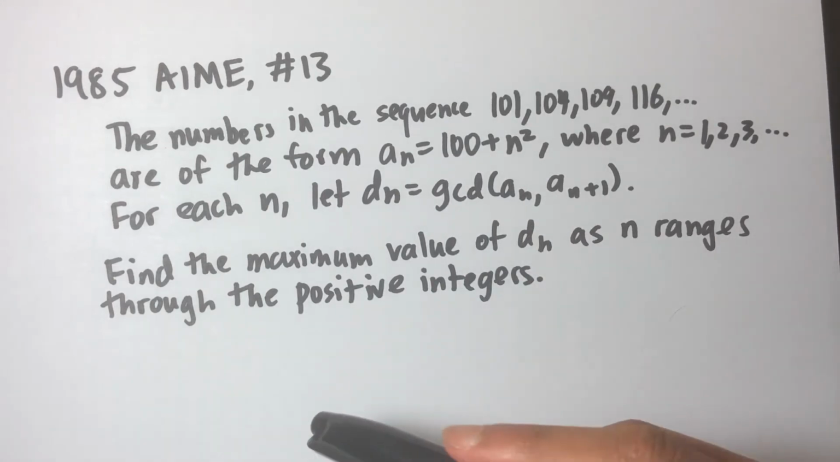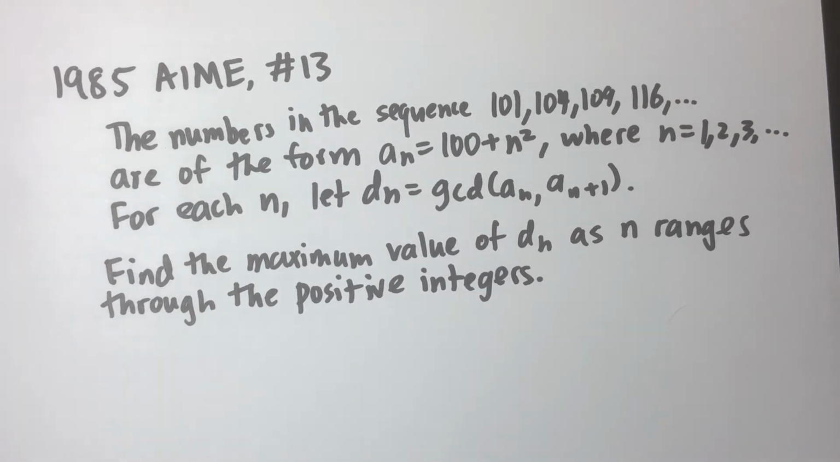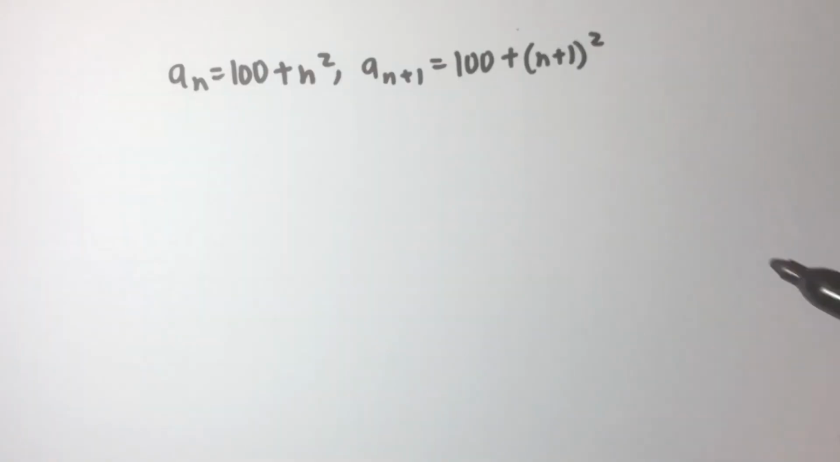Find the maximum value of d sub n as n ranges through the positive integers. So I encourage you to pause this video and try to find the solution for yourself before I go into solving it. So the solution goes as follows.